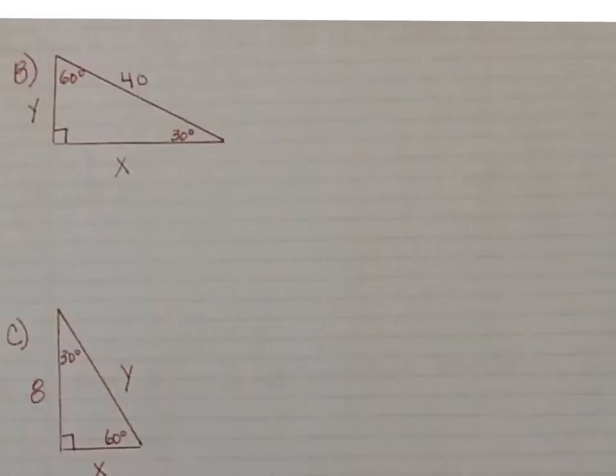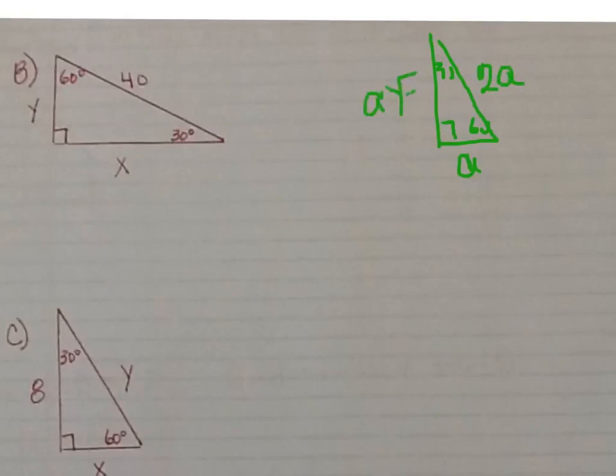These are still our special triangles, and the very first thing I'd like you to do is make sure that you label these. These are your 30, 60, 90. So on your 30, 60, 90s, opposite the 30 is A, opposite the 90 is 2A, and opposite the 60 degrees is A square root of 3.